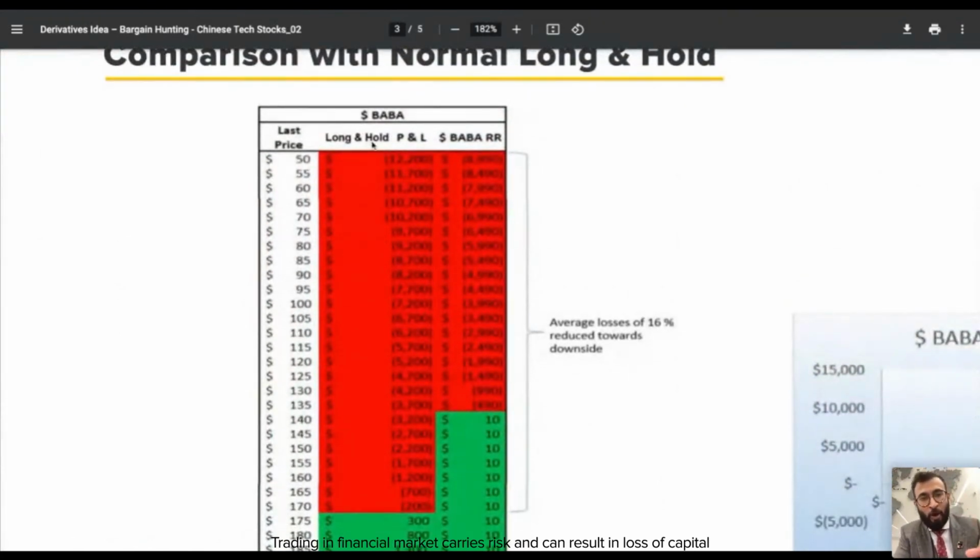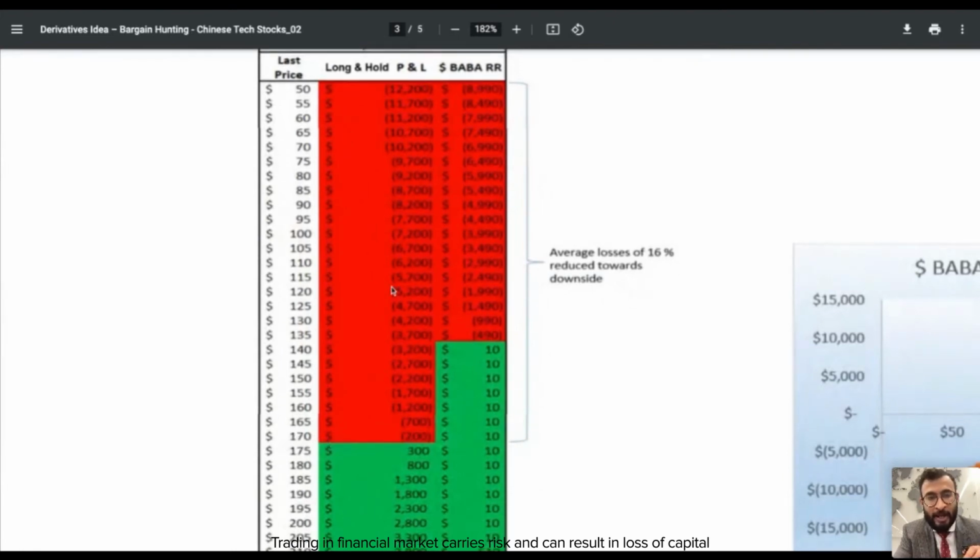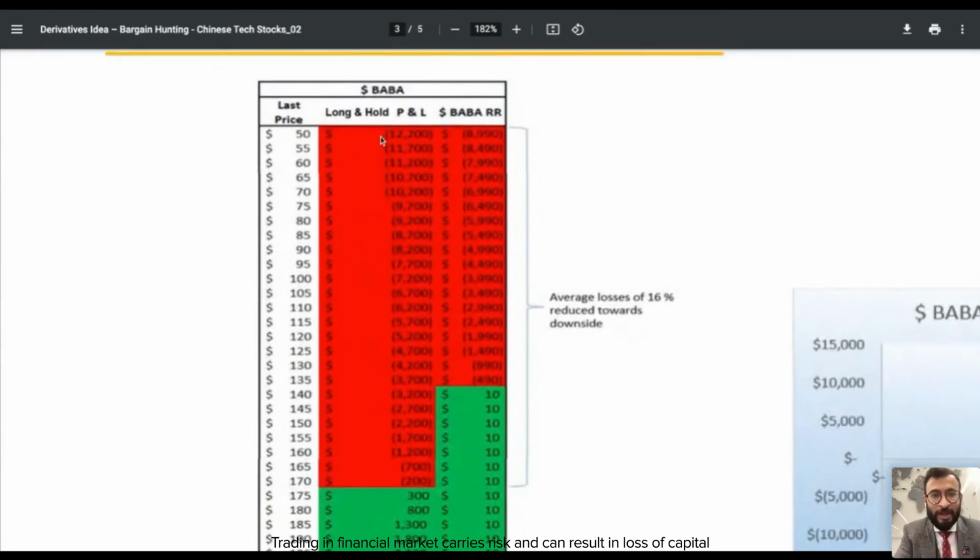So if you had just bought and held Alibaba shares at the current price, which is 170, right here, and it comes down to $50, in scenario one, one lot is 100 shares. From 170 it comes down to 50, which means down by $120. Your loss is $12,000, right? Simple calculation. But by using this option-based strategy, your loss is reduced to 8,900. Why? Because you sell a put option and you buy a call option. Not only do you receive a smaller premium, but also your loss is capped.